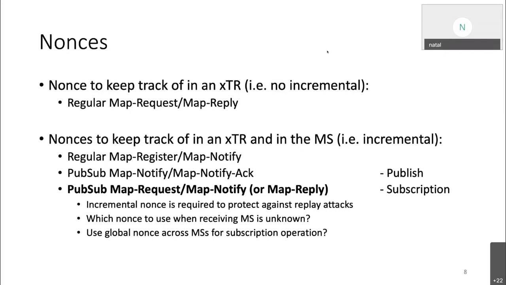Now on the subscription and the publication, that can be done because both the xTR and the map server are aware of each other. So for each xTR and map server pair, they can know the nonce that is supposed to appear on a given packet. For the subscription, it's a bit more tricky, because as an xTR, you send a map request to subscribe and you need to put a nonce there, but you don't know which map server that request is going to reach, because you send it to your map resolver, not to the map server. You know which map resolver you send your request to, but you don't know which map server it will land on.